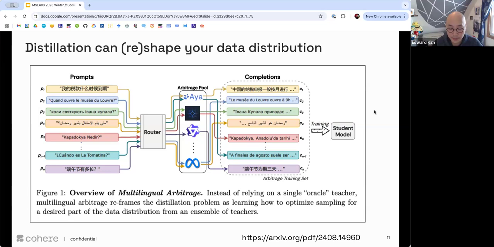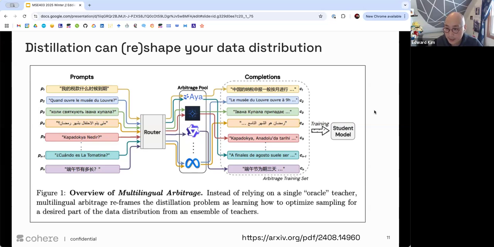But the fundamental problem with that is that there's a ceiling of performance, right? You're never going to get as good as the big model was. You're just going to have some lossy approximation or compression of it. And so the natural question is, can you do any better? This is one way we can do better.